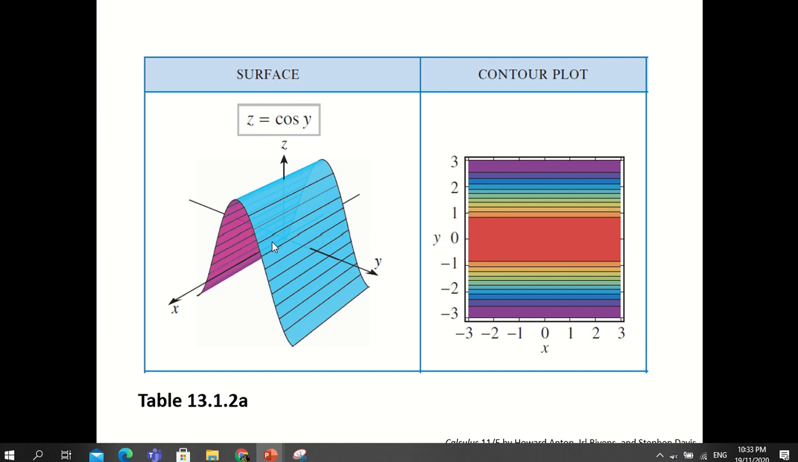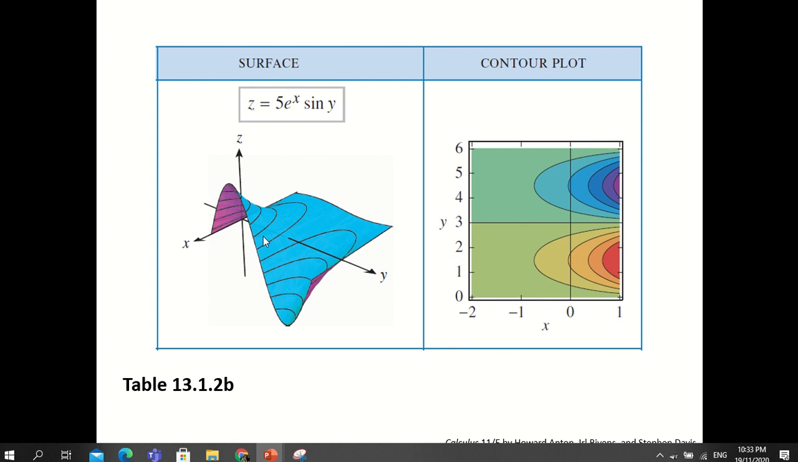Another surface looks like this and involves an exponential. If you look at this, this is an exponential curve. So z here is a function of x and also y, and this kind of surface is a function of x as a power of the exponential and also a sine. This is also a sinusoidal surface, and the contour plot looks like this.